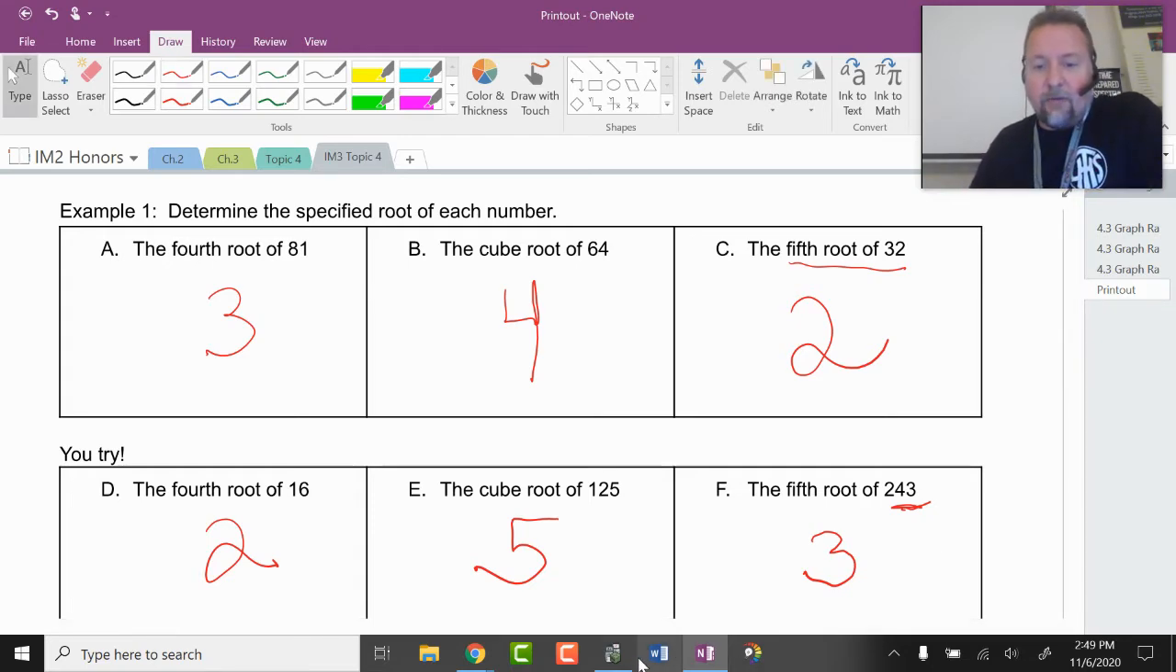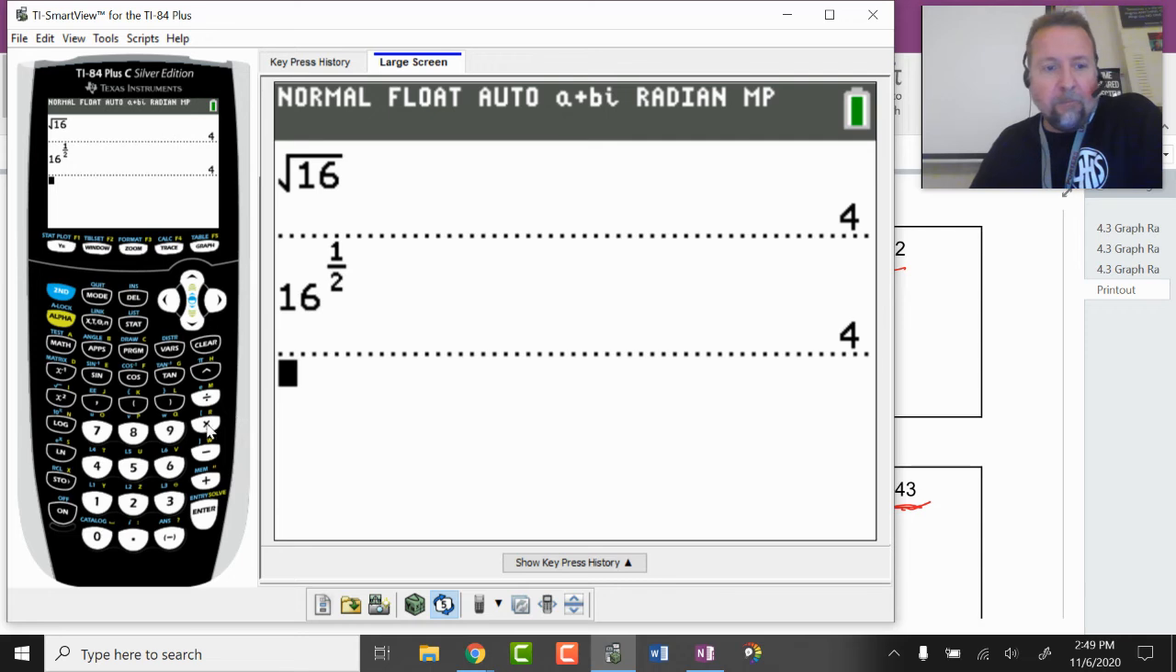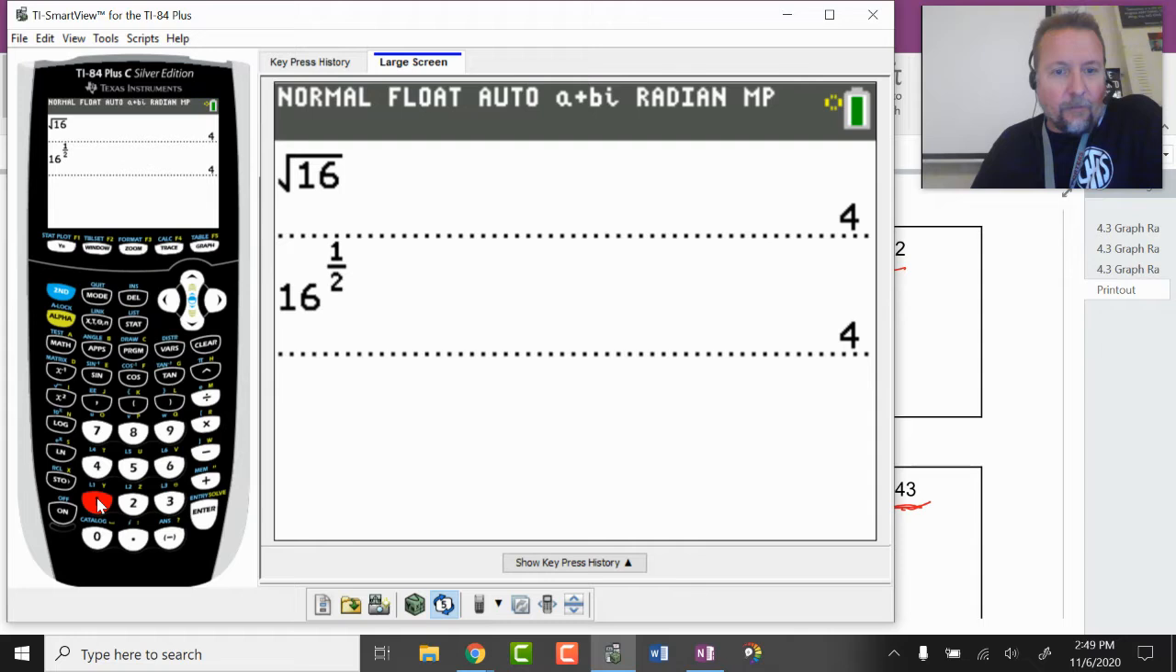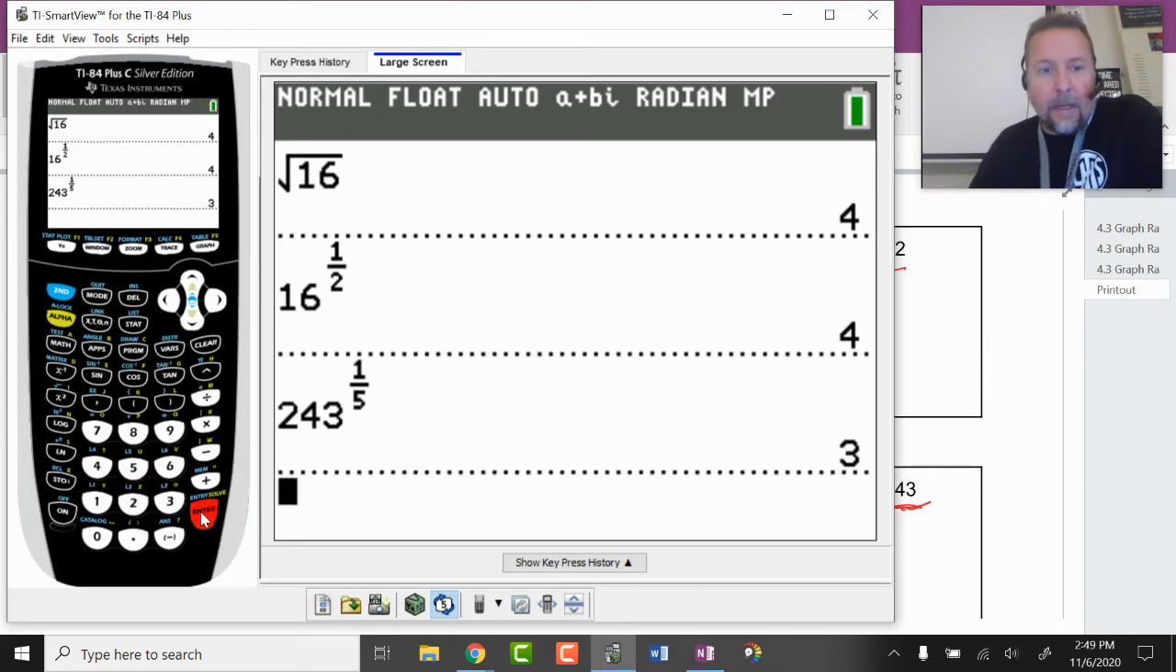Ooh, let's do that fractional exponent thing. 243, fraction. I was trying to get the fraction button here. And then 1 divided by 5. That is the fifth root of 243. Boom, a shakalaka. I will also show you the X root button.